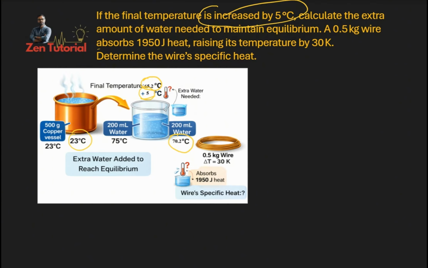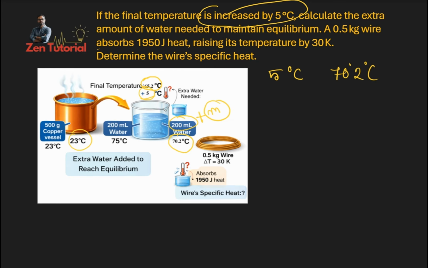Indeed, of course, before it was 200 milliliter of water. Now the extra amount of water that needs to be added to maintain the equilibrium situation has to be calculated. Indeed, the final temperature increased by 5 degrees Celsius. So for the 5 degrees Celsius temperature increase, the temperature is of course 70.2 degrees Celsius.